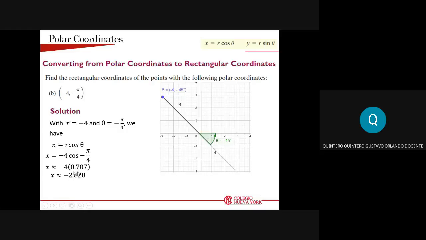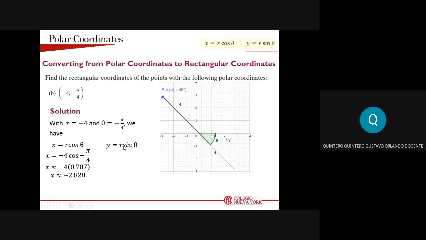Multiplying by negative 4, we have our solution now. Negative 2.828. So, as we said at the beginning, around negative 2.8 and negative 2.8 here. Pretty good. Now for y.